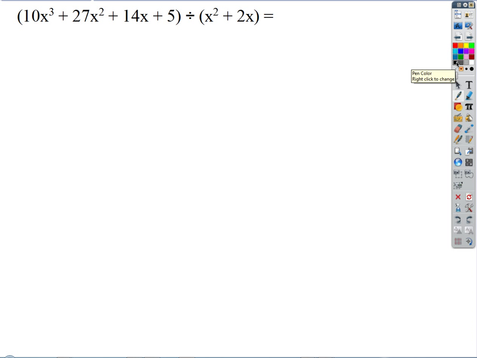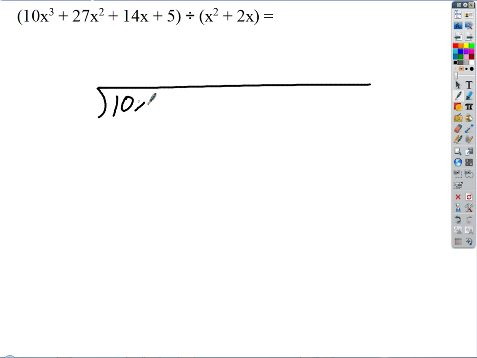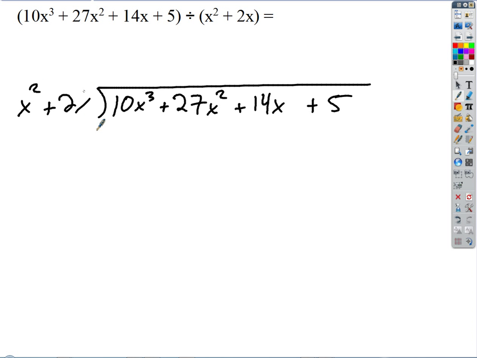So let's make our bracket. Now, which part goes inside? The 10x cubed plus, now I gotta be real careful here. Remember, I have to have a column for each power of x. Are any of them skipped this time? No, so nothing to worry about this time. 27x squared plus 14x plus 5. And then out front, we'll put the denominator. X squared plus 2x.